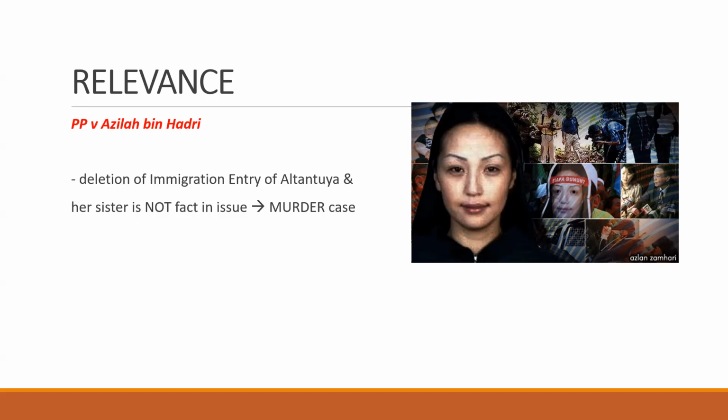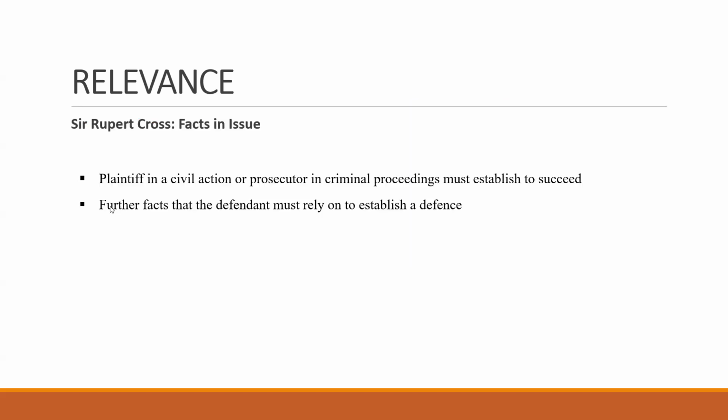However, this is a trial of a murder matter. So does the immigration entry have anything relevant to do with the murder case? Because the facts in issue are murder, whether Altantuya died or not, whether the accused had really committed the actus reus, that means killing Altantuya by bomb or not, and whether he had the mens rea, the intention to cause her death or not. These by right should be the facts in issue. It is held that this is not a fact in issue.